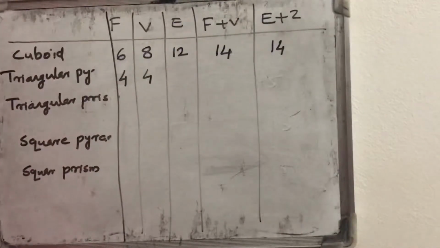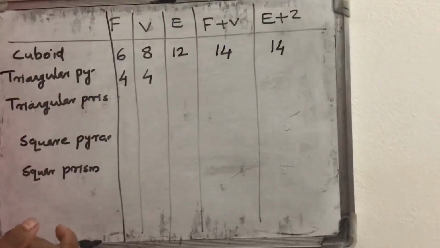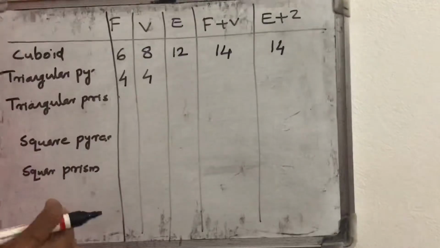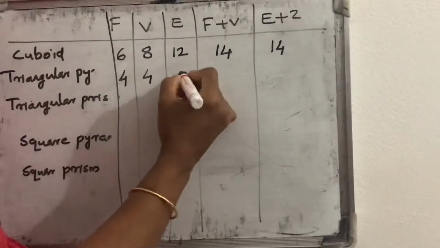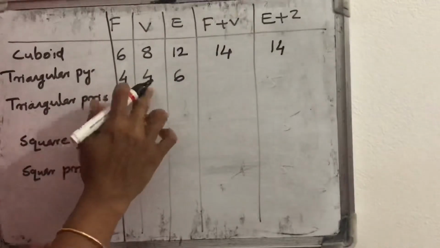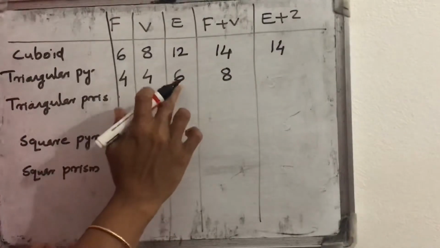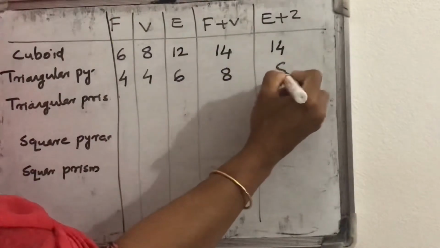How many edges for a triangular pyramid? On the base, 3 edges will be there, and the lateral 3 edges will be there. So total 6 edges. Okay. Now f plus v. What is f plus v? 4 plus 4, 8, and e plus 2, 6 plus 2 we will get 8.